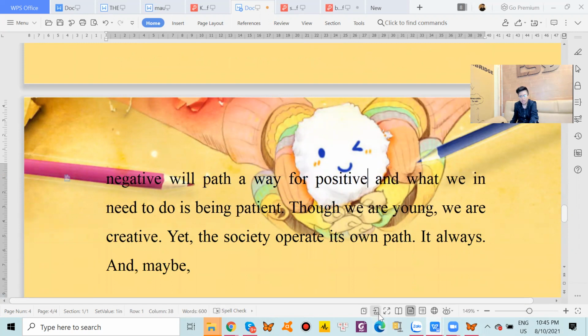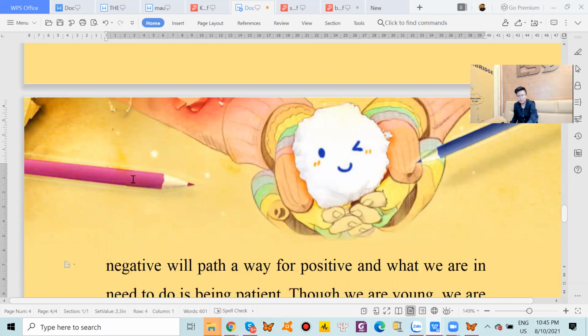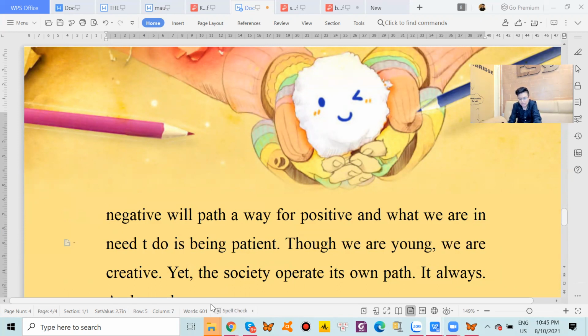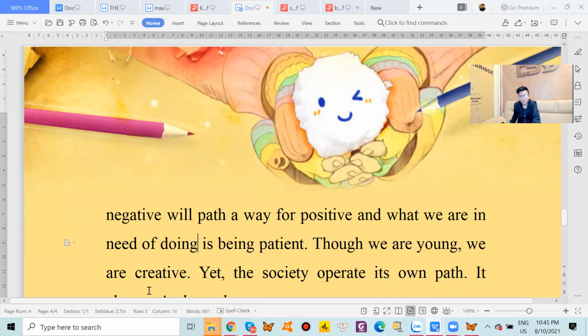And what we are in need to do. If you want to use the structure "in need," you need to remind yourself one thing: to be in need of. I am in need of knowledge. I need to upgrade my mindset with lots of science and scientific neurological mindset, for example. So what we are in need of doing is being patient, in need of verbing. Don't use "in need to do," miss. In need of doing is being patient.